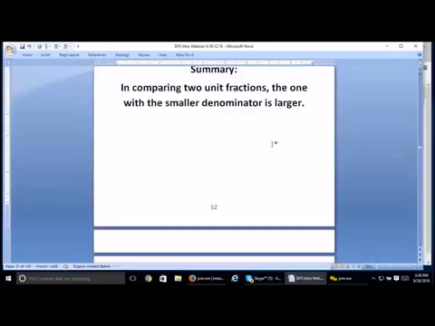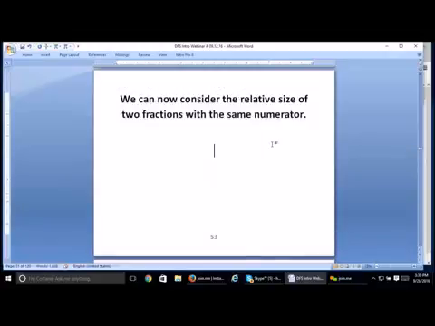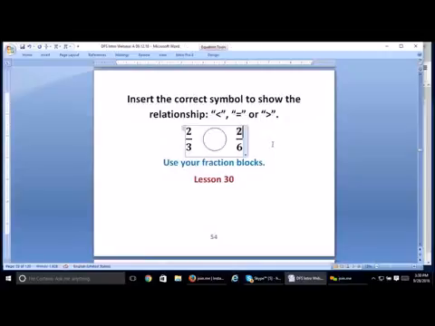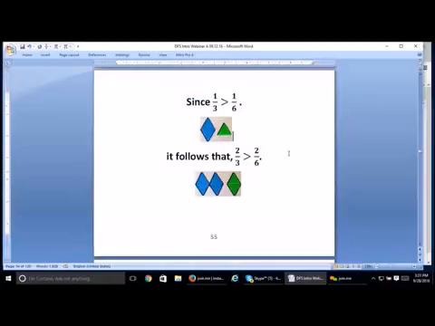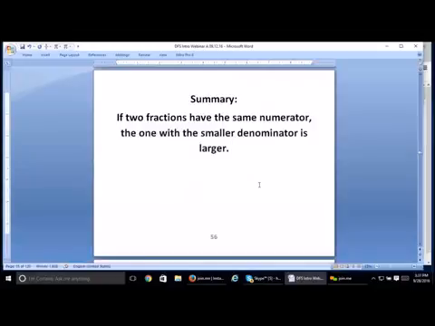Okay, so now we consider the relative size of two fractions with the same numerator, such as 2/3 and 2/6. So you let the students work with that a little bit. They take out their blocks, and then you ask someone to explain for the group. This is lesson 30. So the idea is that if one blue block is larger than a green block, two blue blocks will be larger than two green blocks. Okay, so 2/3 is larger than 2/6. And so we could summarize that if two fractions have the same numerator, the one with the smaller denominator is larger.